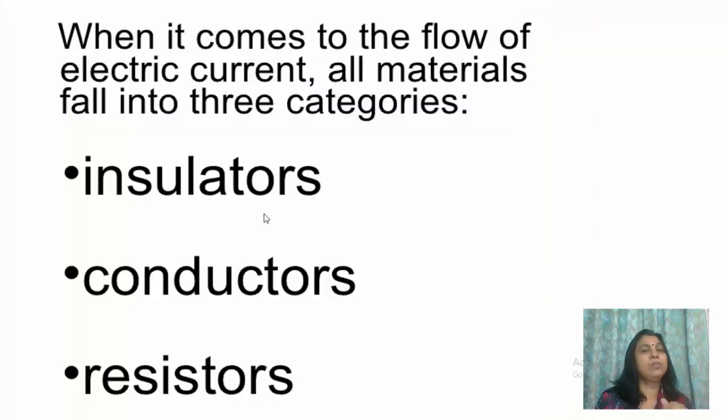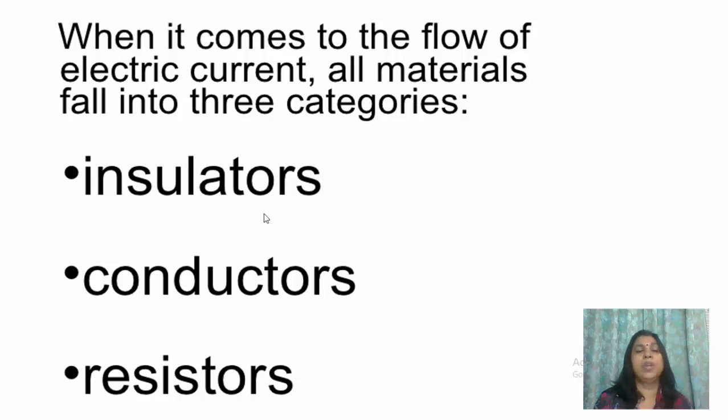Now, when it comes to the flow of electric current, all materials fall into three categories. Till now, you have studied that there are either conductors or insulators. Insulators are those substances which do not allow the electric current to pass through them, such as plastic, wood, etc. Whereas conductors are those substances which allow the current to flow through them easily. For example, all metals.